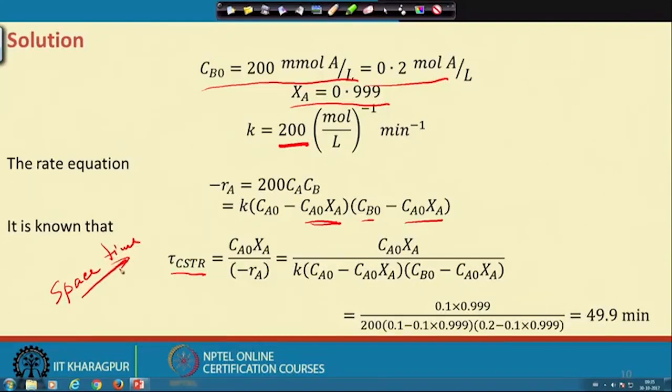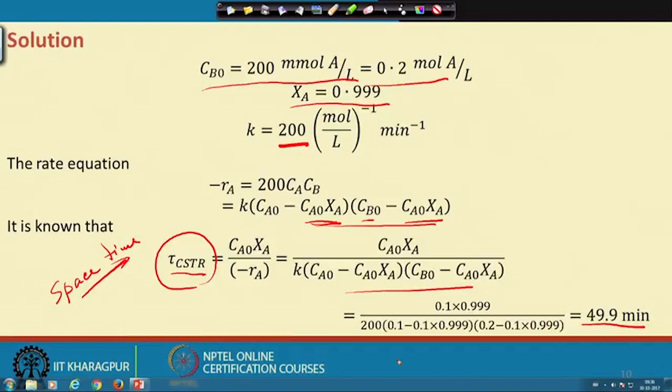Space time means the time you allow a particular volume of liquid to reside in the reactor. So what is the space time you are giving? It is equal to CA0 into XA divided by the rate equation. I can put it here, and then putting in all the data you can find tau CSTR. This is coming to about 49.9 minutes. So this is how we can calculate the time required for the CSTR.